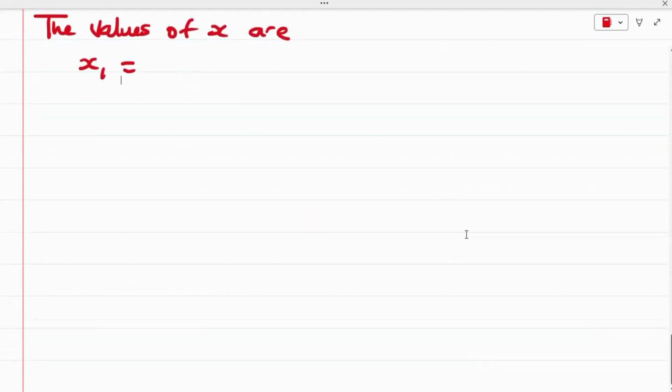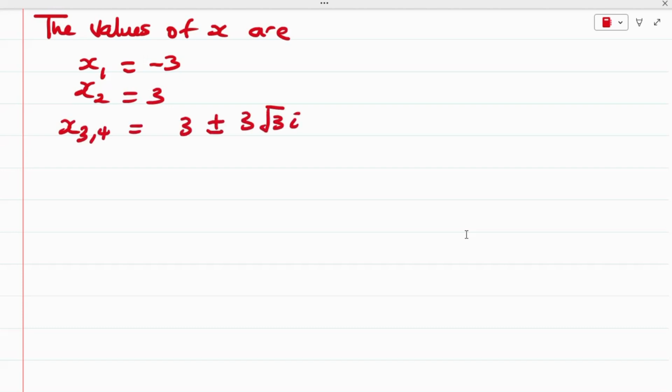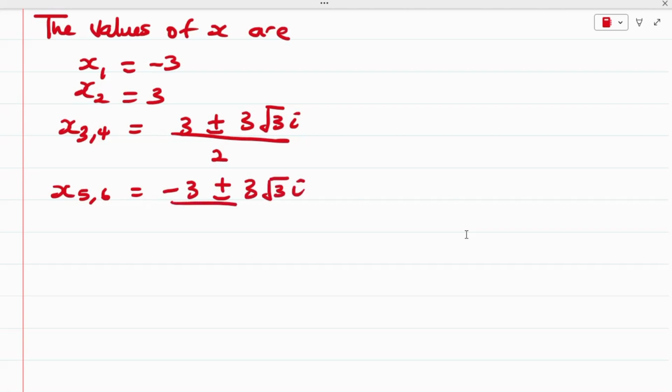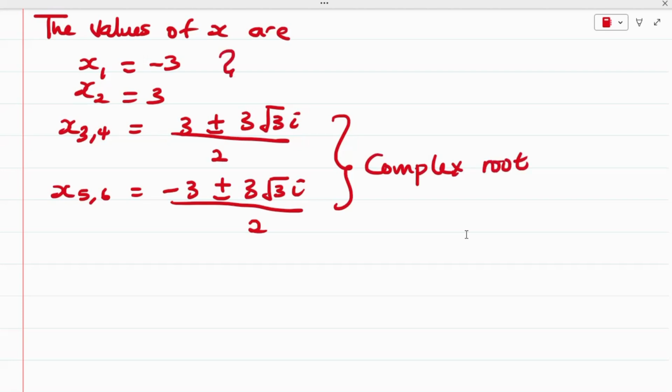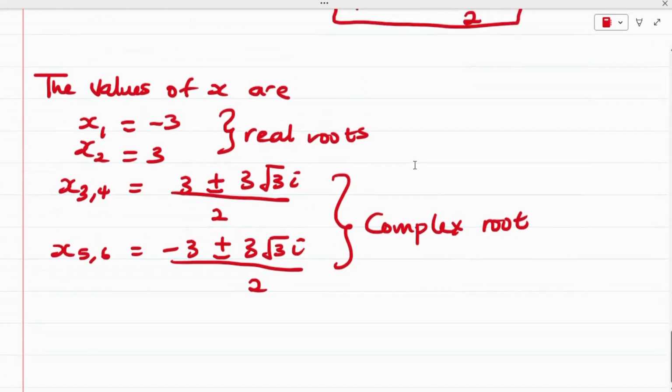So hence we have x1 is minus 3, x2 is equal to 3, x3 and x4 is equal to 3 plus or minus 3 into the root of 3 i over 2, and x5 and x6 is equal to minus 3 plus or minus 3 the root of 3 i over 2. So we have this to be the complex roots right here, and we have this right here to be the real roots. So we have been able to find the values of x.